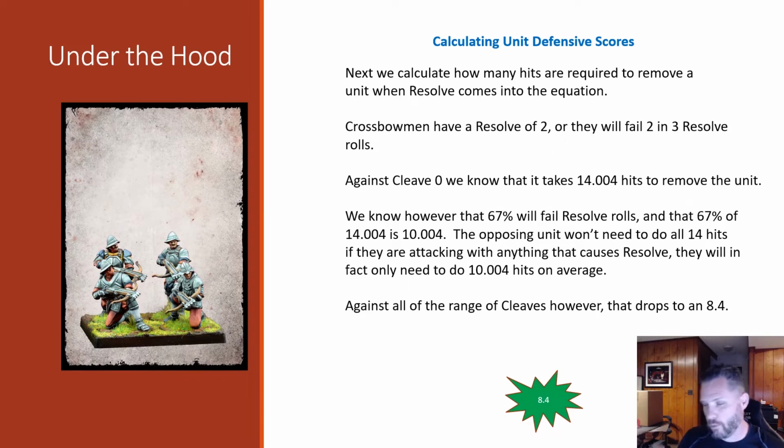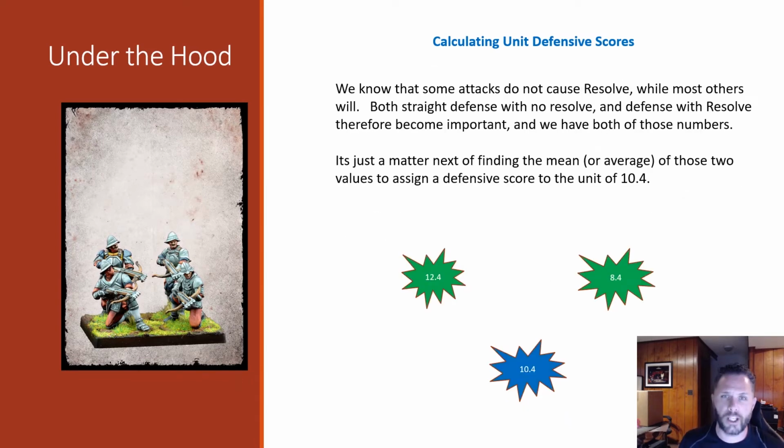So this is an 8.4 defensive score with resolve, and I had 12.4 as a defensive score without resolve. I take those together, and I get an average of 10.4. So that gives crossbowmen a defensive score of 10.4.